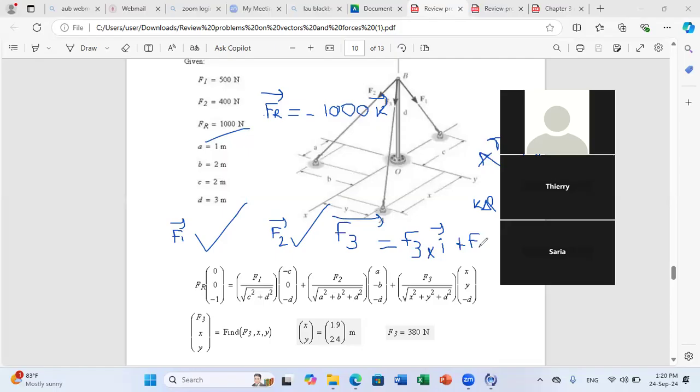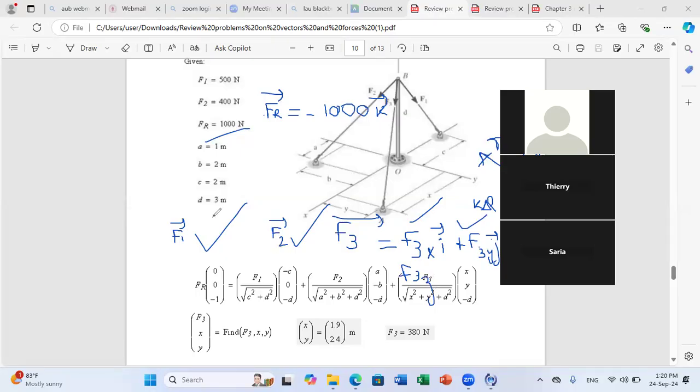Okay, I will repeat it. First, did you understand that when we write the system F1 plus F2 plus F3 equal FR, we will be able to get F3x, F3y and F3z? Did you understand this? Yes. Okay, great. Next step. Let us consider now that you know what is F3x, F3y and F3z. We know these values. Next step, we need to express them as a function of our unknowns.